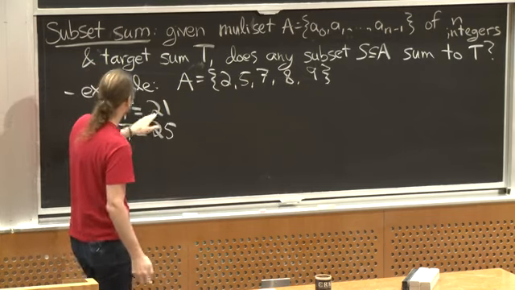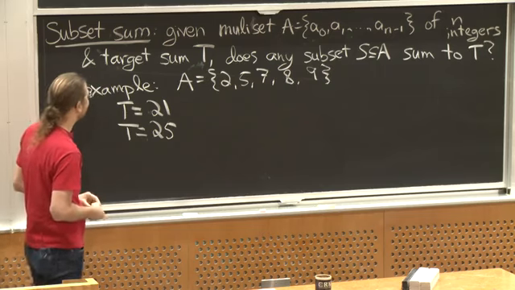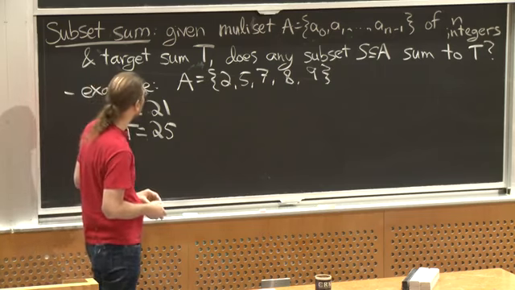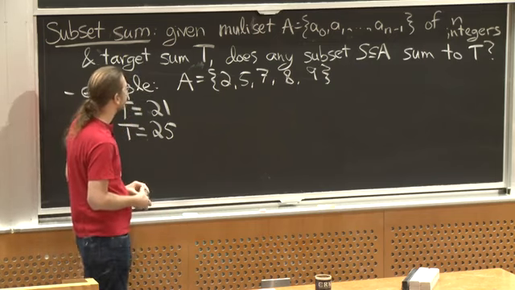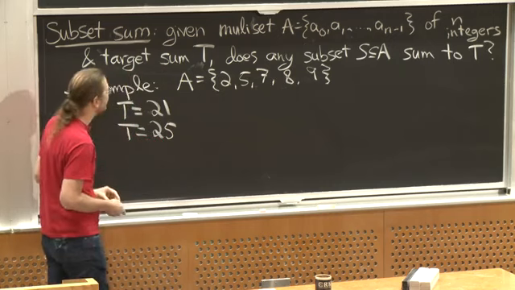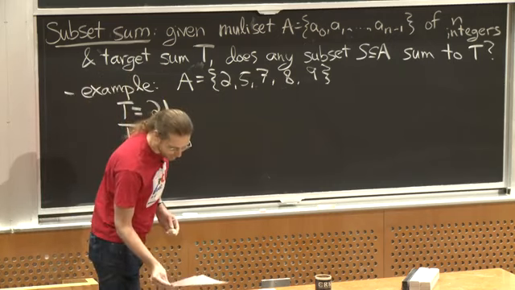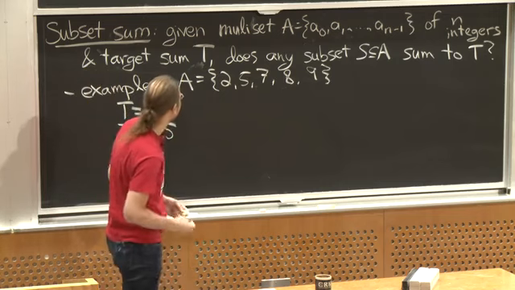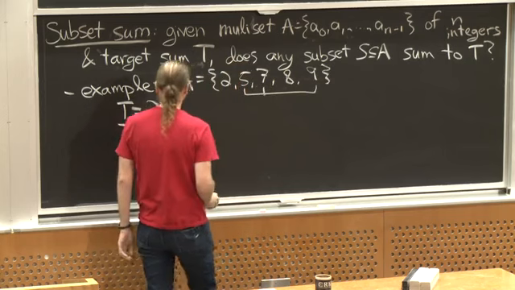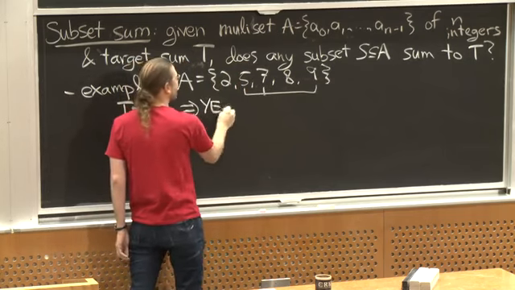So can I get 21 out of these? Oh, this involves arithmetic. That's hard. I think, let's see, if I add 7 and 8, I get 15. Not quite what I want. I'm going to cheat. Look at my answer. Yeah, close. I see. 5, 7, 9. So this is a yes answer to the question.